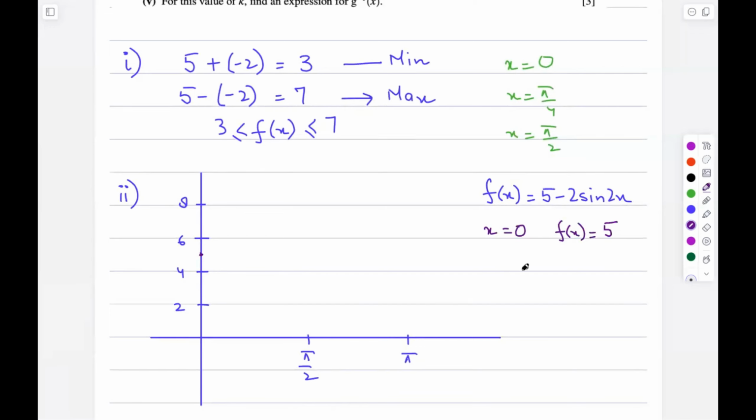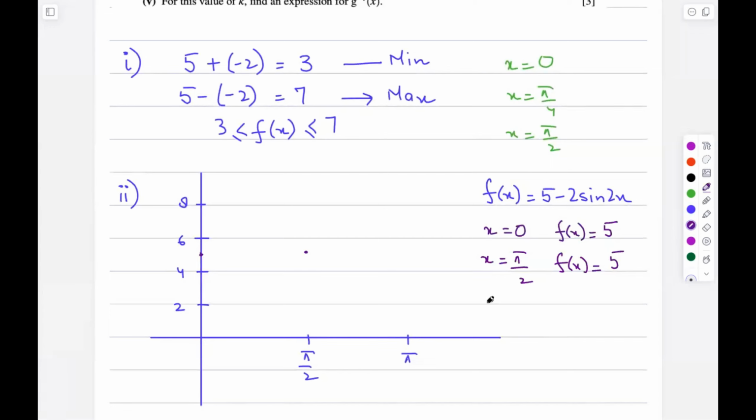Taking the value of x now as pi upon 2, when we substitute in the function 5 minus 2 sine of 2x, the value of f of x will be 5 minus 2 sine of 2 into pi upon 2, so sine of pi will be equal to 0. So that will also be equal to 5. So this will be 5 up here.